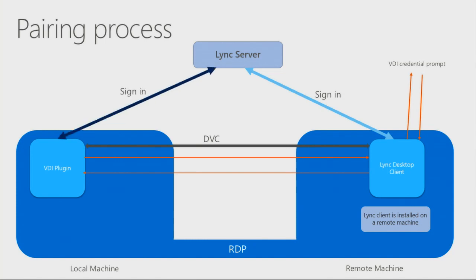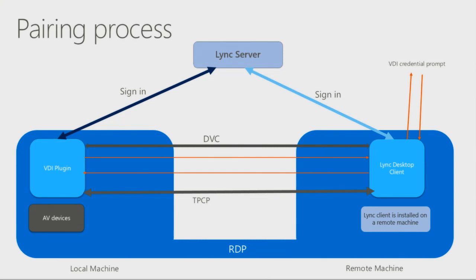At this point, the plugin is going to sign into the Lync server using the credentials. Once it's signed in, till now the pairing hasn't actually finished. But once it has signed in successfully, the AV devices on the local machine are paired using the TPCP channel, which is the third-party control protocol. It's custom code written between the plugin and the desktop client. And once that's done, the pairing is completed.